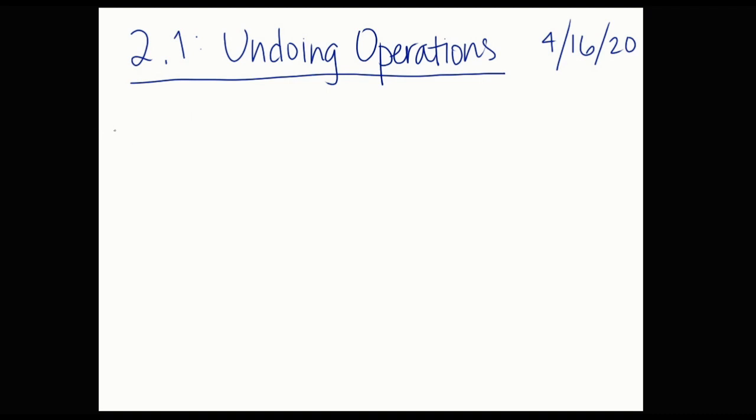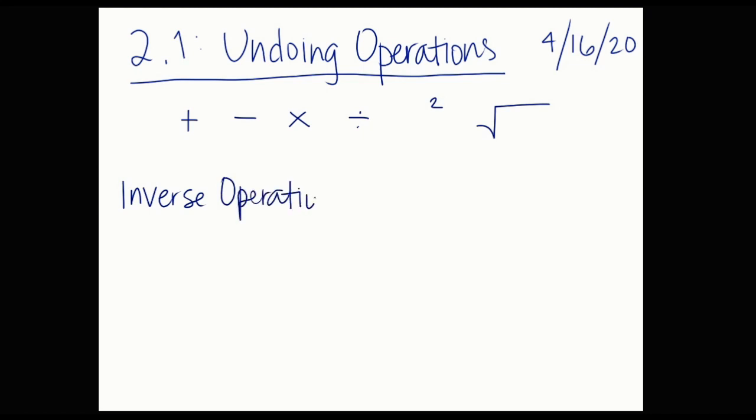So before we get into what undoing operations even means or looks like, let's just talk for a minute about operations in general. So we know some operations we've used before are addition, subtraction, multiplication, division. We've even seen squares, as well as square roots. So let's talk for a minute about inverse operations. That word inverse kind of means opposite. And this is going to be helpful to us today when we're trying to undo some operations.